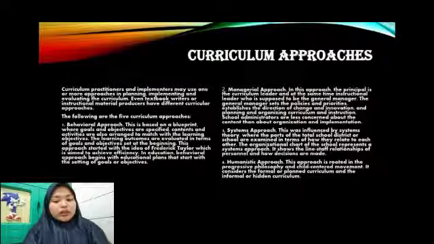And the last one, number 4, humanistic approach. This approach is rooted in the progressive philosophy and child-centered movement. It considers the formal or plain curriculum and the informal or hidden curriculum.